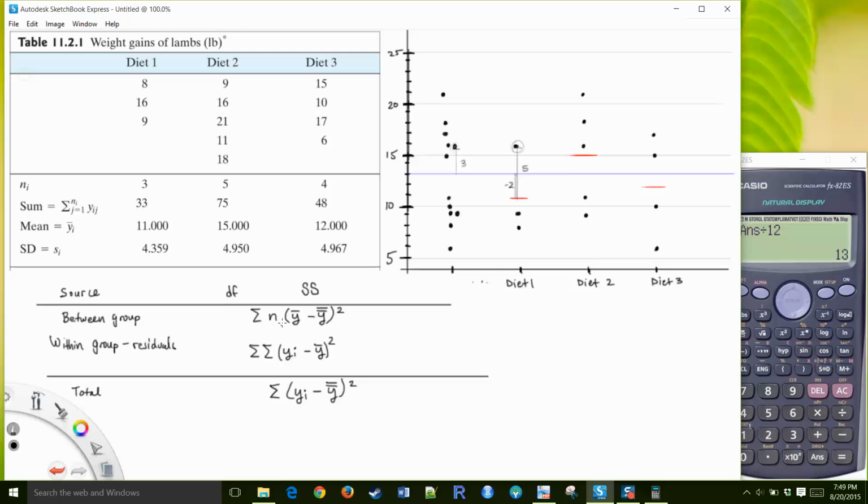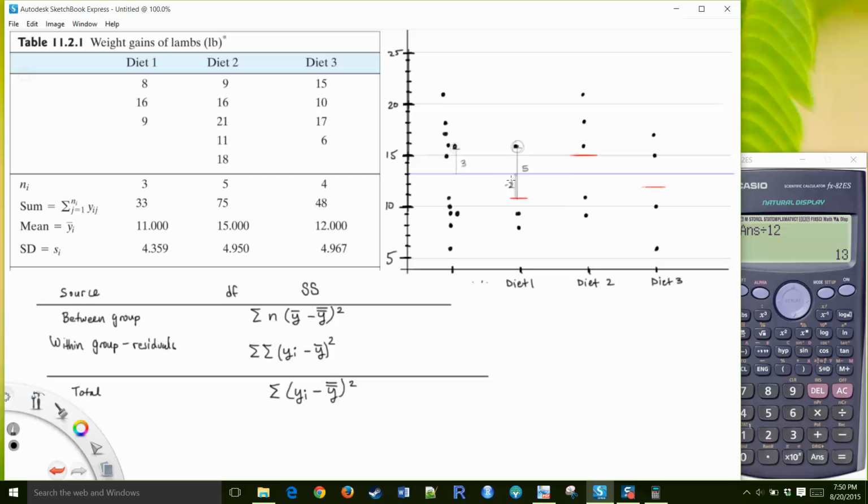Okay, but this between groups part where I'm taking this -2, it's this distance between the red line and the blue line. It's -2 for this point, it's -2 for this point, and it's -2 for this point. Okay, and I want to do it for all the points within the group, so I'm going to do that -2 squared, but I'm going to multiply it by 3 for all the points within the group. Okay. Is that okay? Yeah.